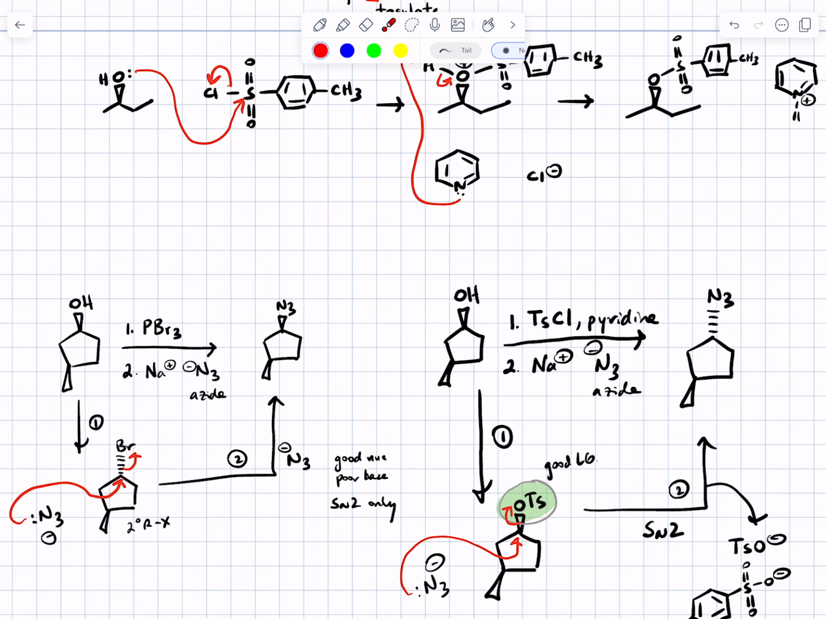And so then we can go on in a subsequent step to use the tosylate in the exact same way as we would use any other molecule with a good leaving group on it. We can do substitution and elimination reactions with these tosylates, and things work just fine.